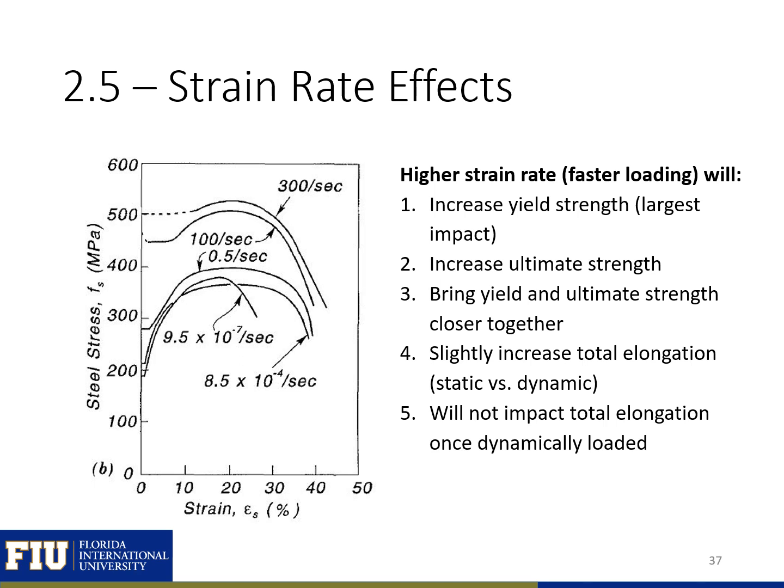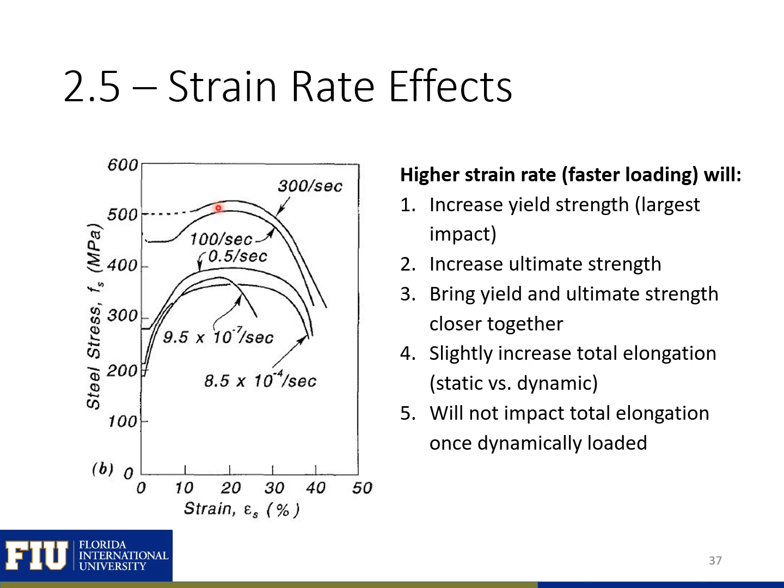Shown here are the stress strain curves for several different strain rates. What we can see is that a higher strain rate or faster loading is going to increase our yield strength. This has the largest impact. It'll also increase our ultimate strength, but not as much as our yield strength. And it's also going to bring our yield and ultimate strength closer together. So you can see here in the fastest strain application, our yield strain is about equal to our ultimate strain.